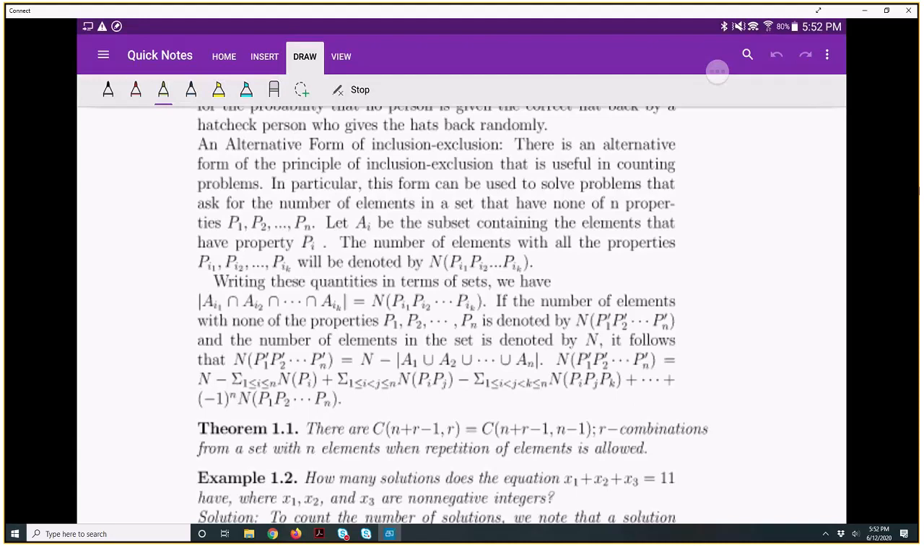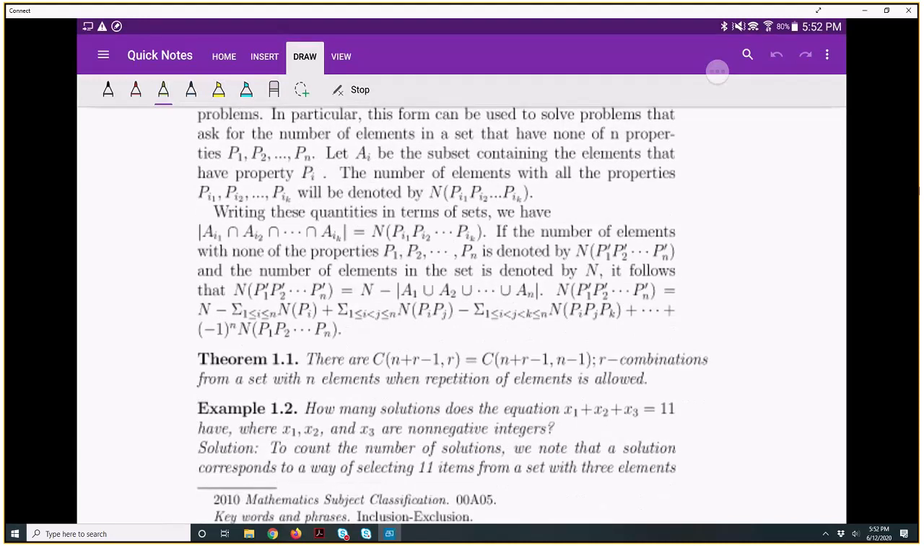So we're going to denote the number of elements with none of the properties using this notation here, where we have P1 prime, P2 prime, Pn prime. We can think of the prime as kind of like the complement or the opposite or the negation. N of P1 prime would be the number of elements not possessing the property P1. And we'll denote the number of elements in the entire set by just capital N.